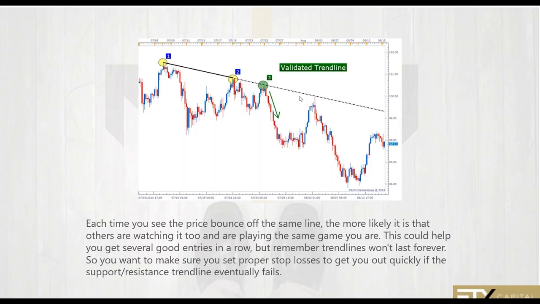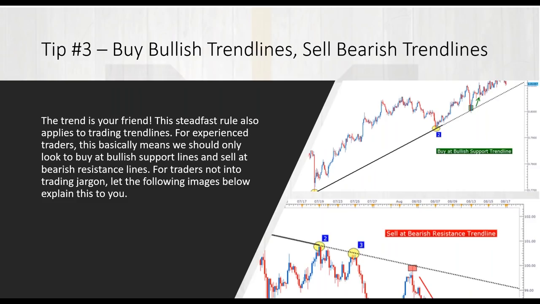This can help you get several good entries in a row. But remember, trend lines won't last forever. So you want to make sure you set proper stop losses to get yourself out quickly if support and resistance trend lines eventually fail. Remember, buy into bullish trend lines and sell into bearish trend lines.